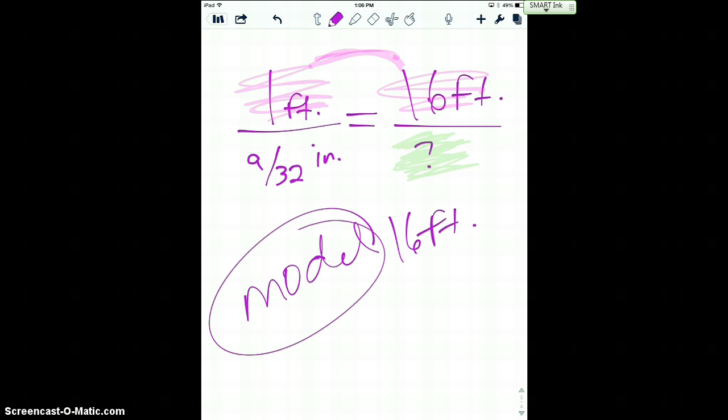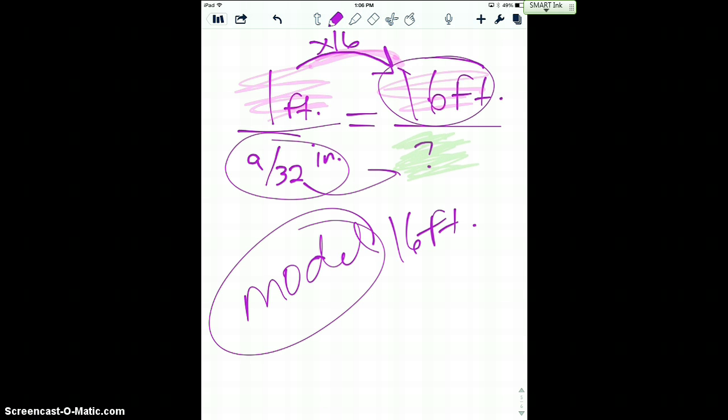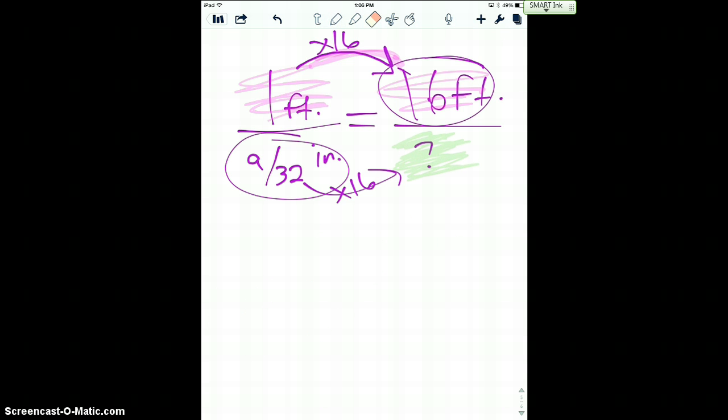So some of you might have figured this out without setting up the proportion. If I know 1 foot represents 9/32 of an inch in real life, then I'm going to take 1 and multiply it by 16 to get 16 feet. So I'm going to take 9/32 and multiply it by 16 to keep it in proportion. So 9/32 times 16. And instead of multiplying straight across, I can see that these reduce. Those both go into 16. That's going to be 1. That's going to be 2.